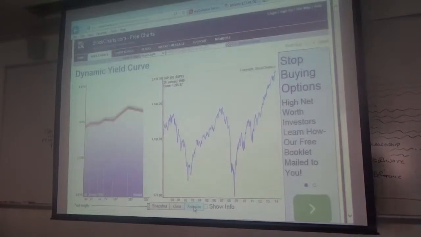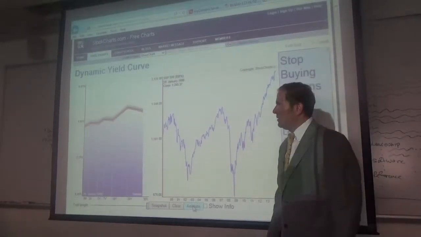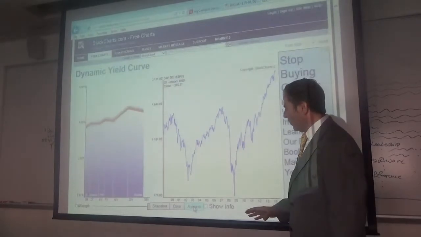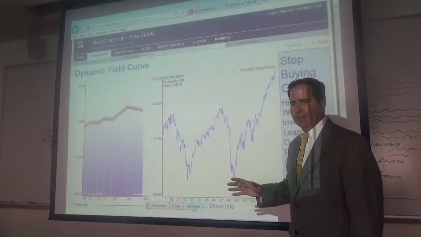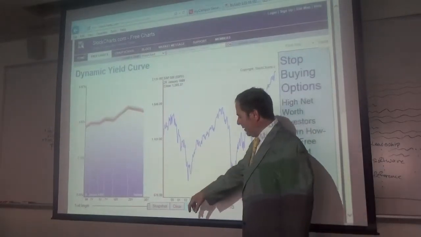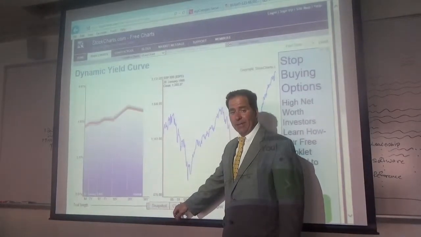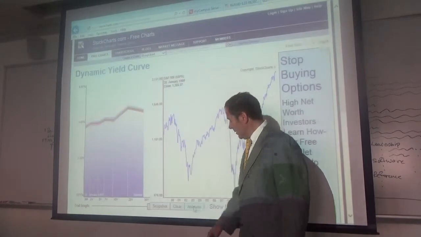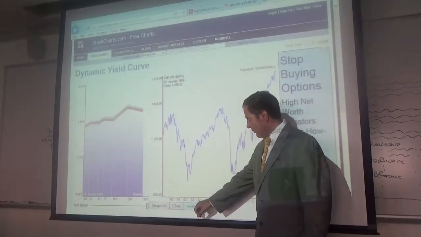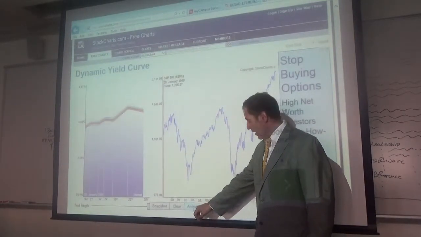Okay, let's now get into the dynamic yield curve, or yield curve dynamics. We're going to start off in 1998, 1999, and 2000, which was the peak phase of the business cycle. We have 2001, 2, and 3, which was the recession, the trough.